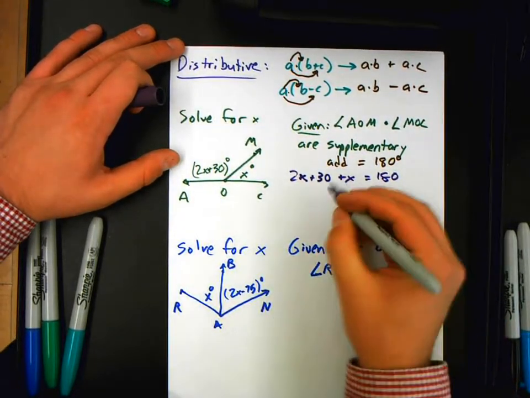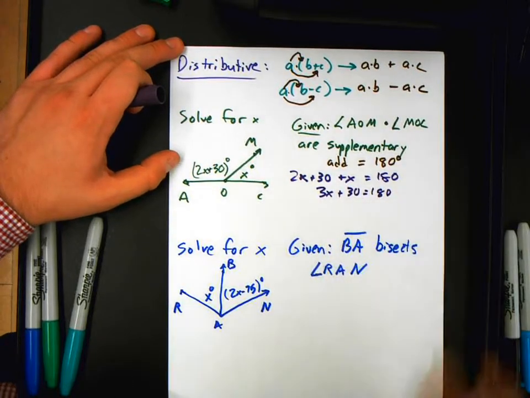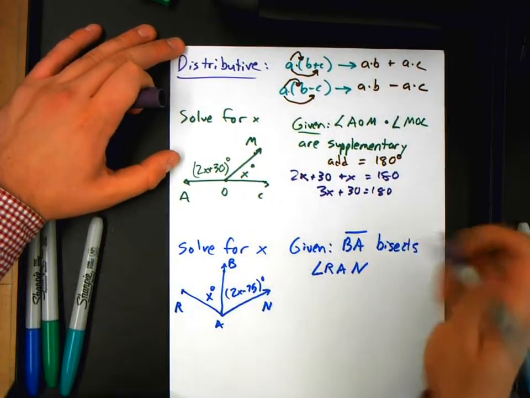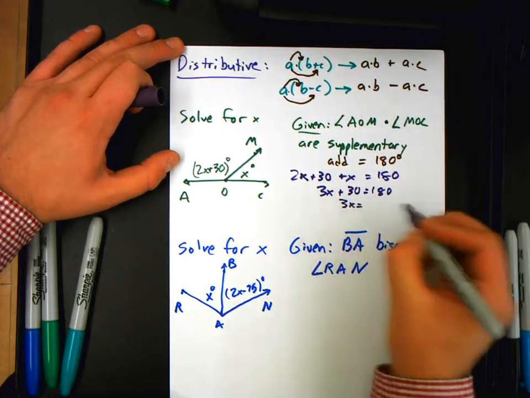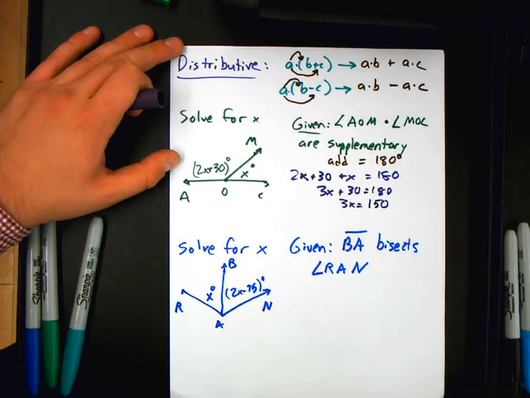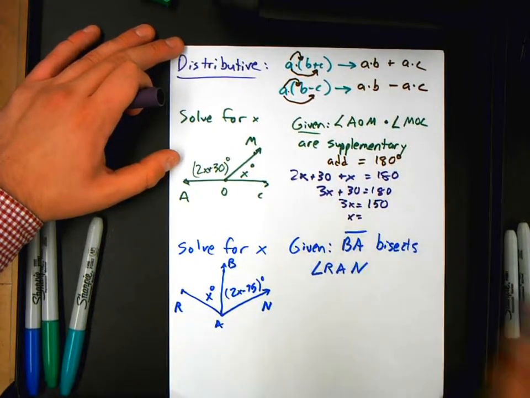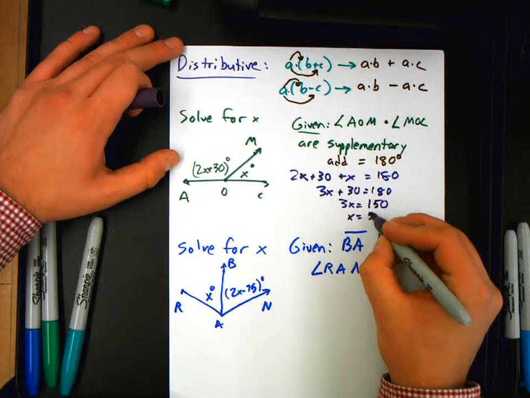Combining like terms, 2x plus x is 3x plus 30 equal to 180. Subtract 30 on both sides to get 3x equal to 150. And then when you divide by 3 on both sides, you get x is equal to 50.